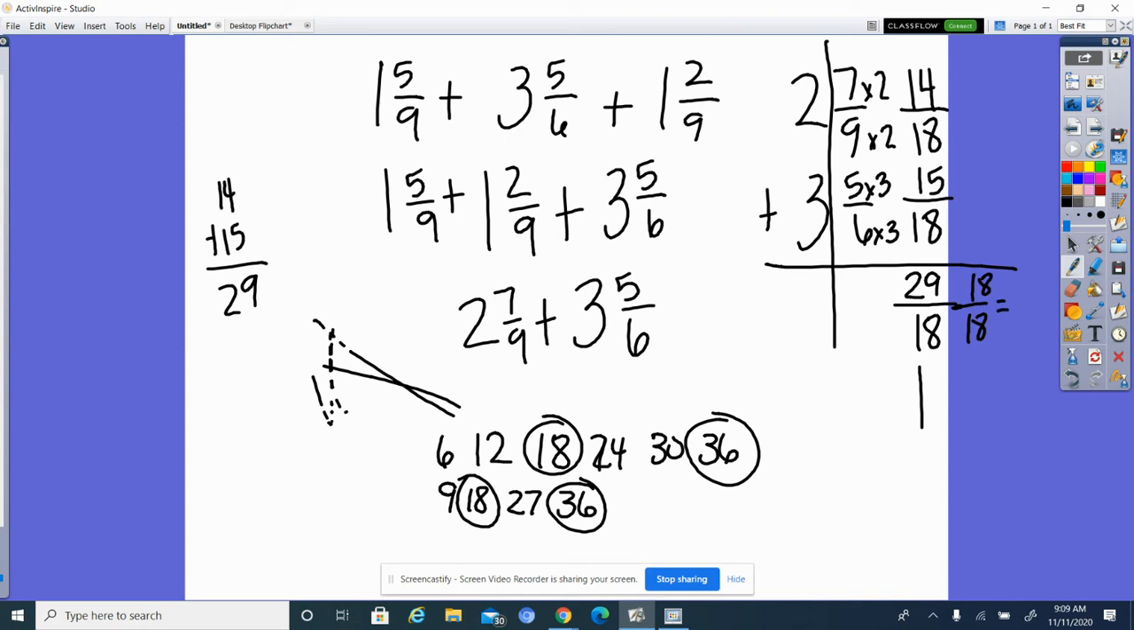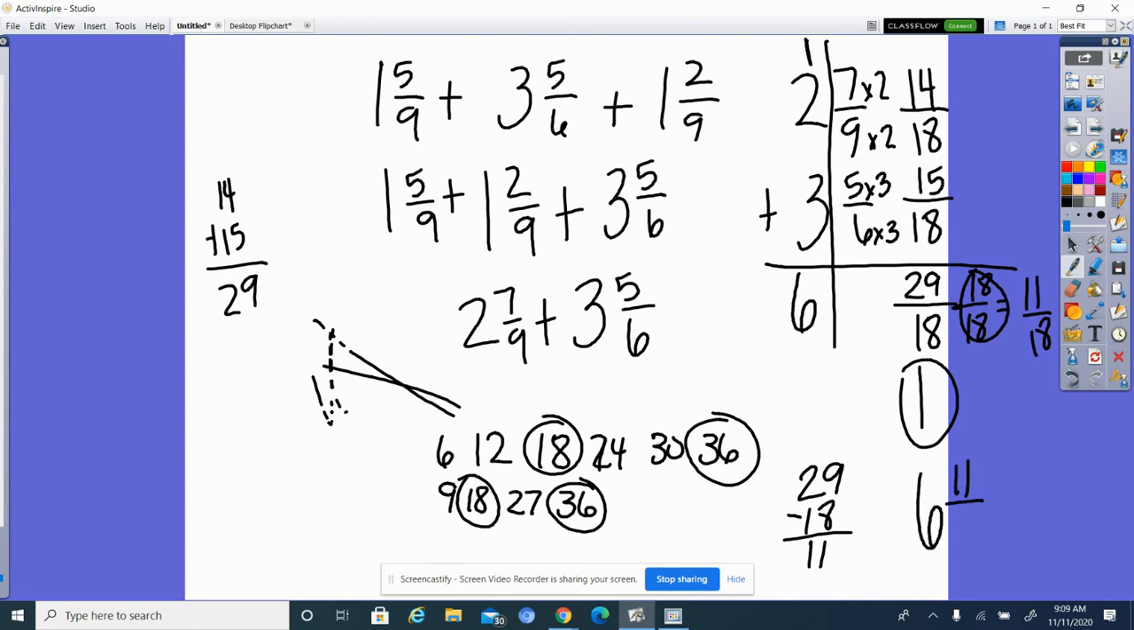Do we need to do it? Yep, there it is. 9 minus 8 is 1. 2 minus 1 is 1. So we have 11/18. Well, what do I do with this 1 that I took out? Yep, I regroup. It now becomes a whole, right? Okay, 1 plus 2 plus 3. So I get 6 and 11/18.